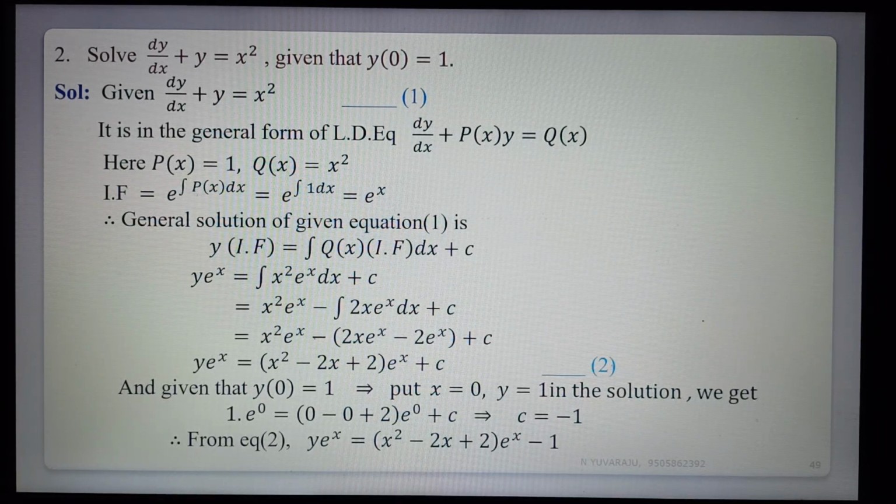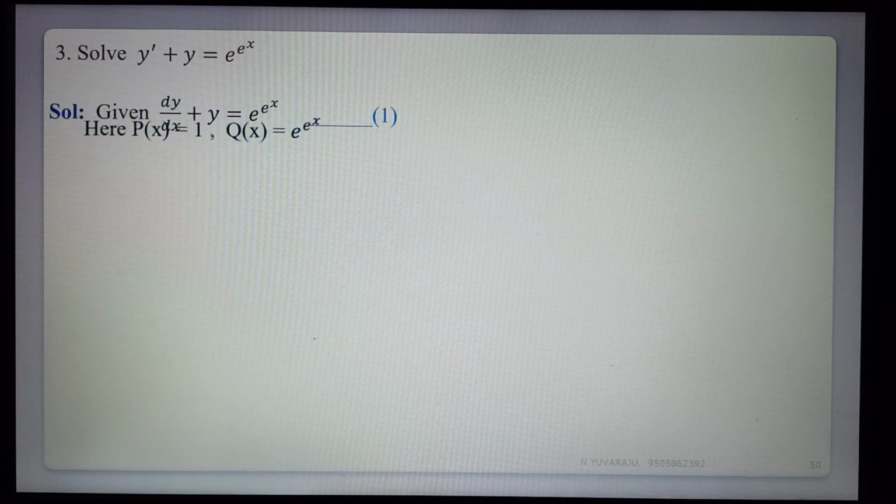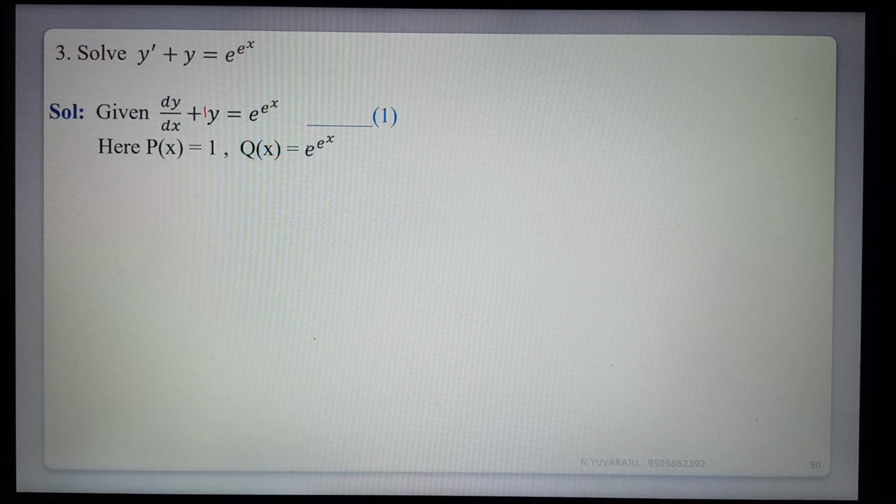Okay, next example. Solve y dash plus y is equal to e power x. That is dy by dx plus y is equal to e power x. So this is directly the general form of a linear equation, where p is equal to 1 and q of x is equal to e power x.